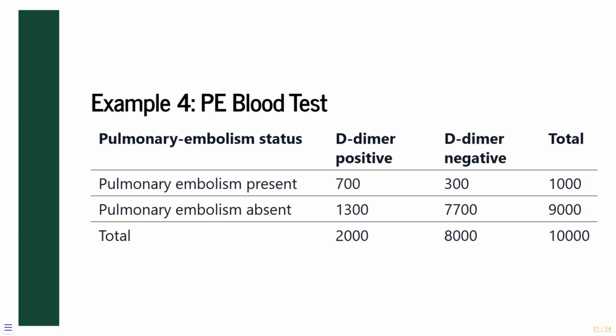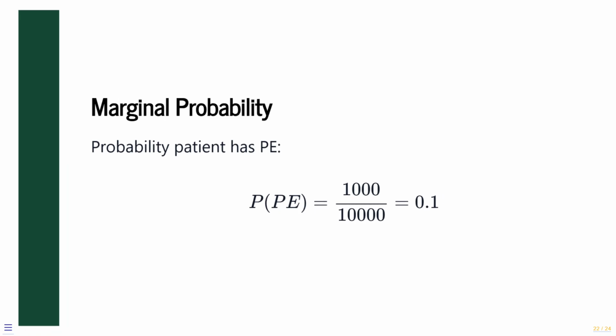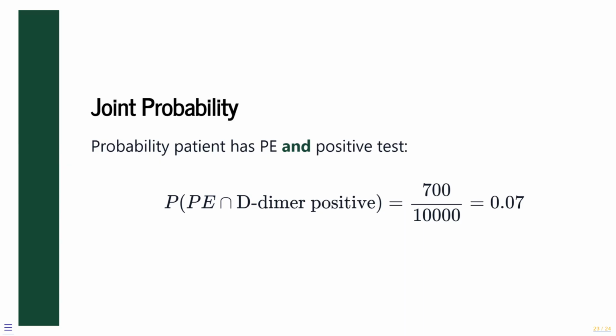In example 4, we examine a contingency table involving pulmonary embolism and a D-dimer blood test. Out of 10,000 patients, 1,000 actually have PE. So the marginal probability of PE is 1,000 divided by 10,000, which equals 0.1. If 700 patients both have PE and test positive, then the joint probability is 700 divided by 10,000, which equals 0.07. These probabilities come directly from dividing counts by the total.